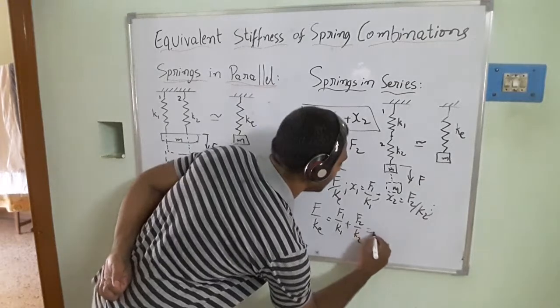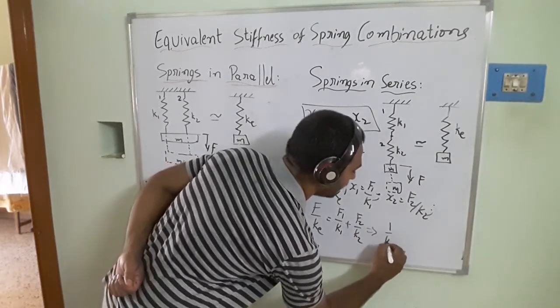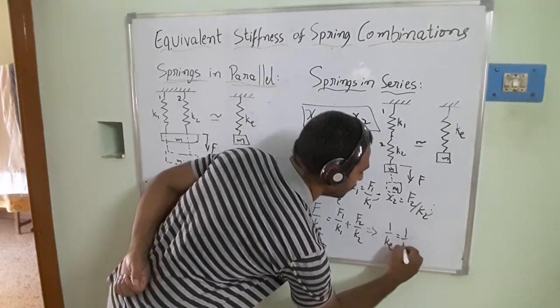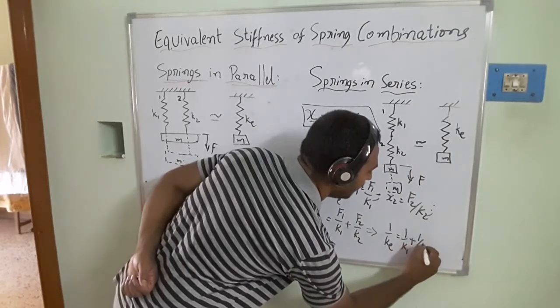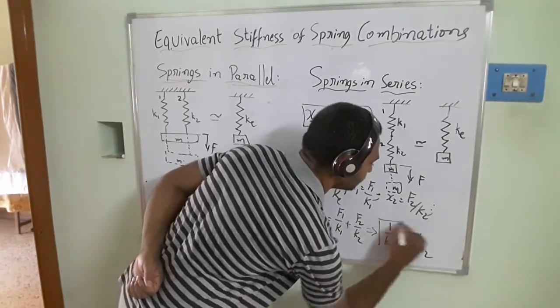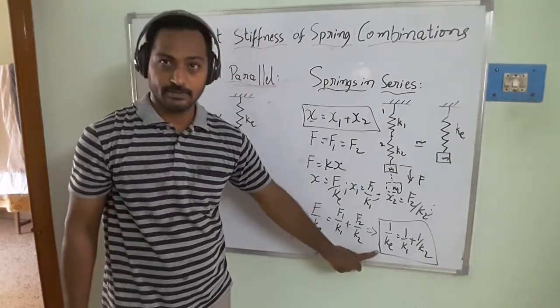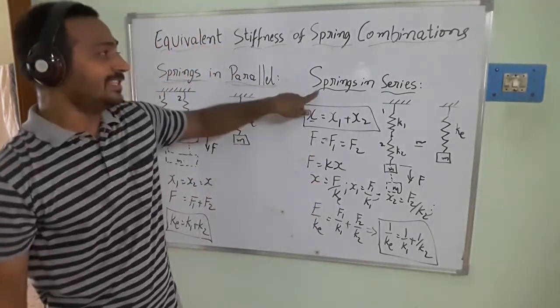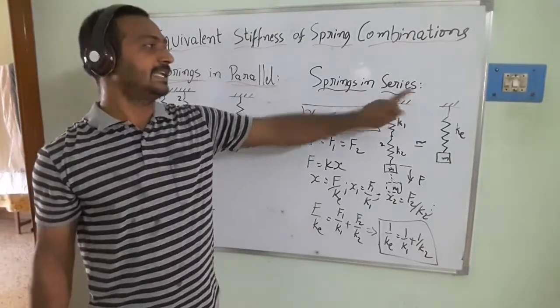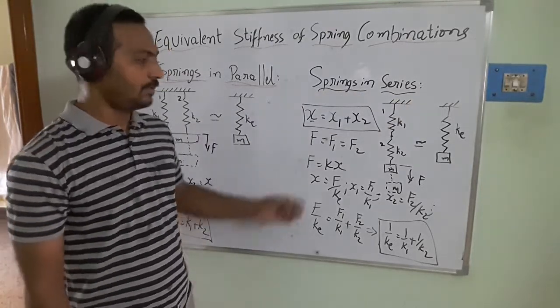So then what is the final equation from this? 1 by Ke is equal to 1 by K1 plus 1 by K2. This is going to be the equivalent stiffness of the spring when the springs are connected in series. Right? I hope we can understand here.